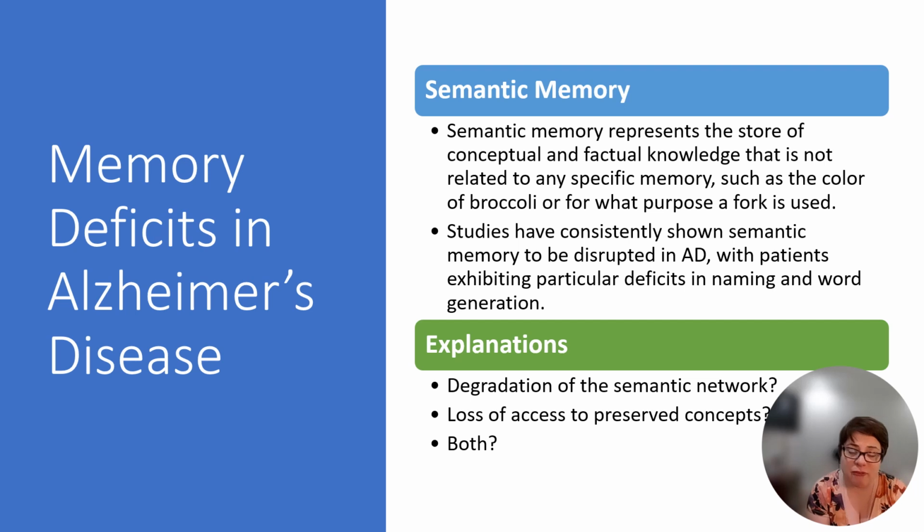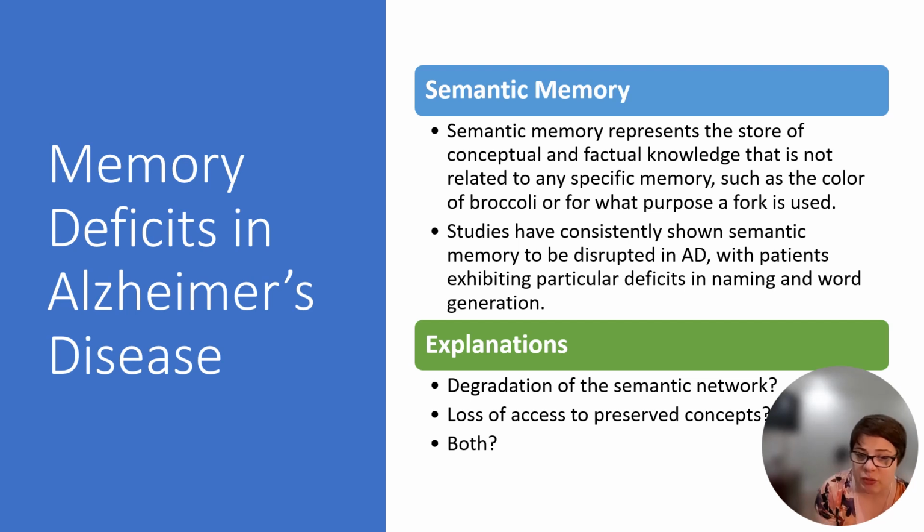Okay, so what about semantic memory? Semantic memory is our memory system for conceptual or factual knowledge, such as the color of broccoli or the purpose of a fork. And studies have consistently shown that semantic memory is also disrupted in Alzheimer's disease, and patients exhibit particular deficits when it comes to naming both words and objects.